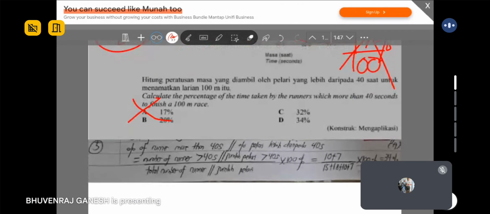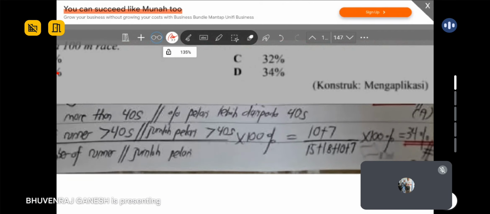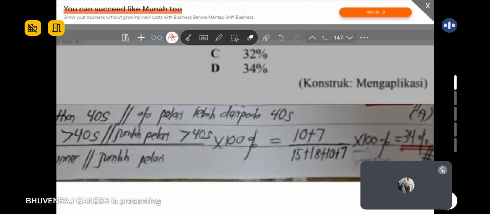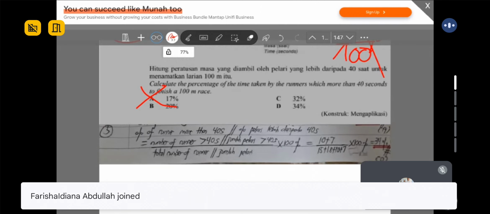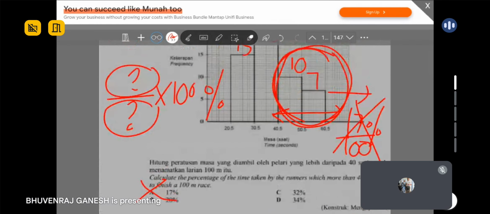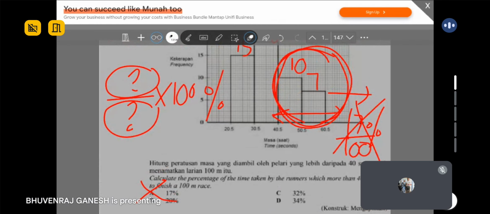So guys, how to count? So you just take the ones that are greater than 40 seconds, which is 10 plus 7, and then divide by the total, bagi jumlah, times 100%. Okay, then you will get the answer 34%. Are you all clear? Can get it? So this is the concept. Okay, so one or two? Satu atau dua?